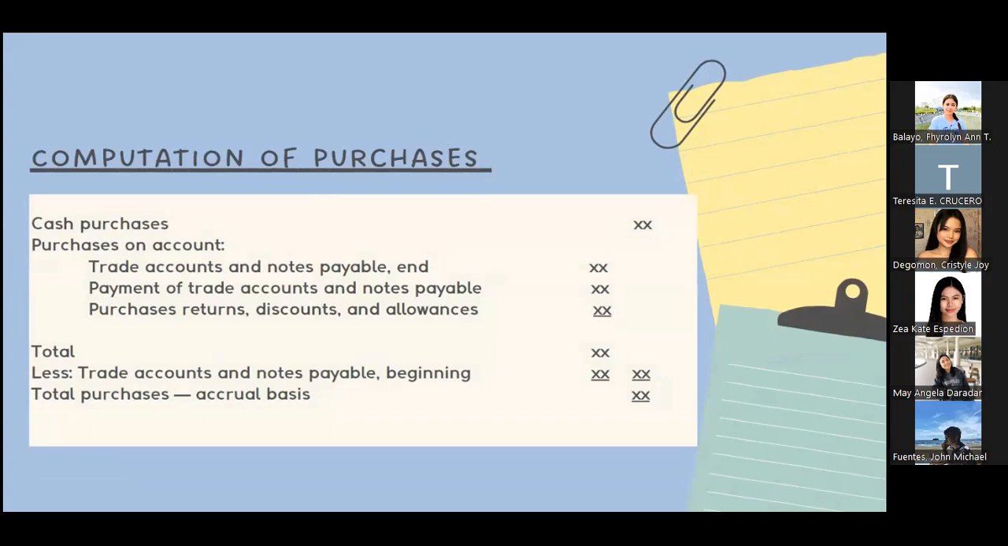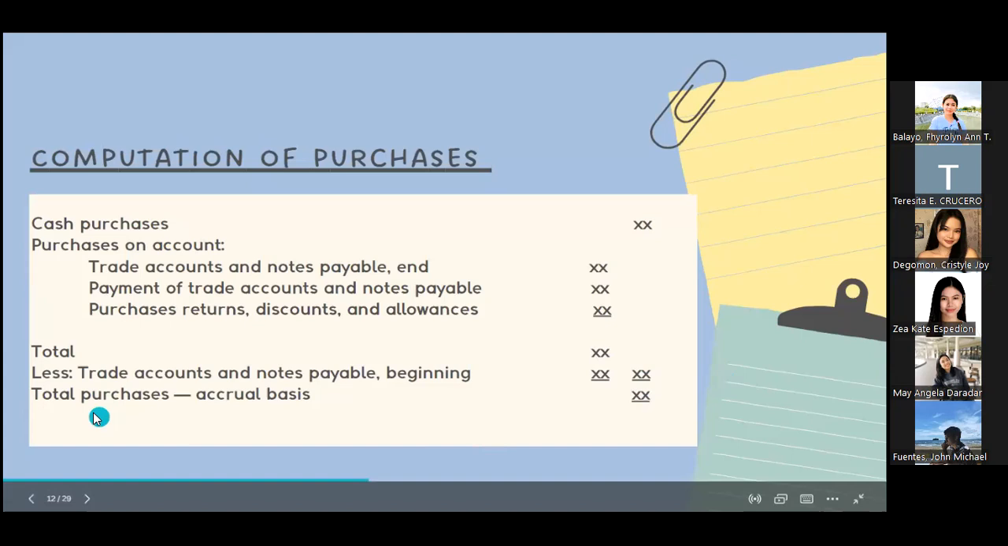Computation of purchases: cash purchases, plus purchases on account, which is trade accounts and notes payable ending, plus payment of trade accounts and notes payable, purchase returns, discounts, and allowances, total, less trade accounts and notes payable beginning. The beginning balances of accounts and notes payable are deducted because these items pertain to the preceding year and constitute purchases of the preceding year. The substance of the formula is the reconstruction of the accounts and notes payable because the total accounts and notes payable would represent the total purchases on account.